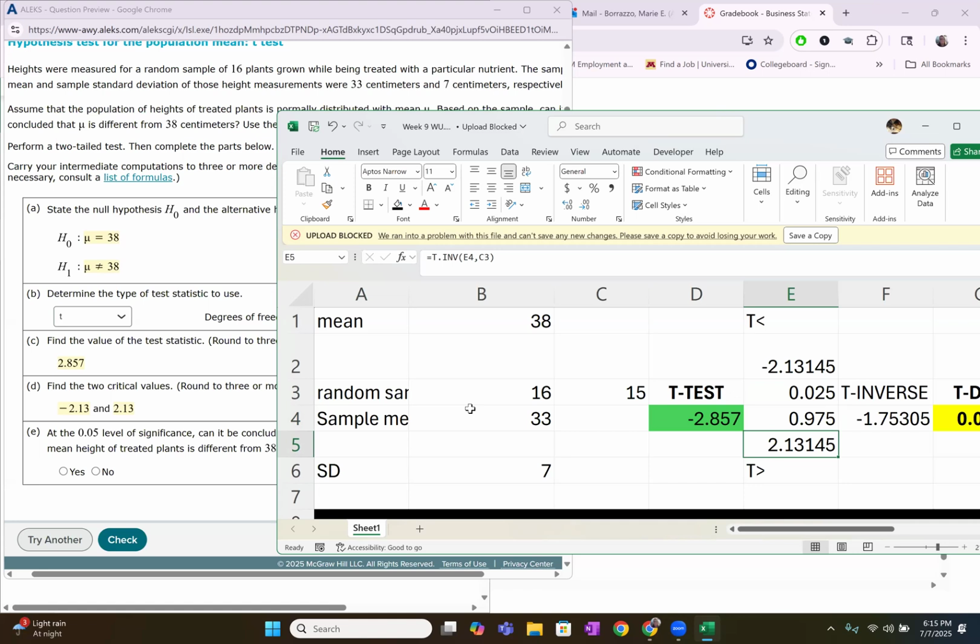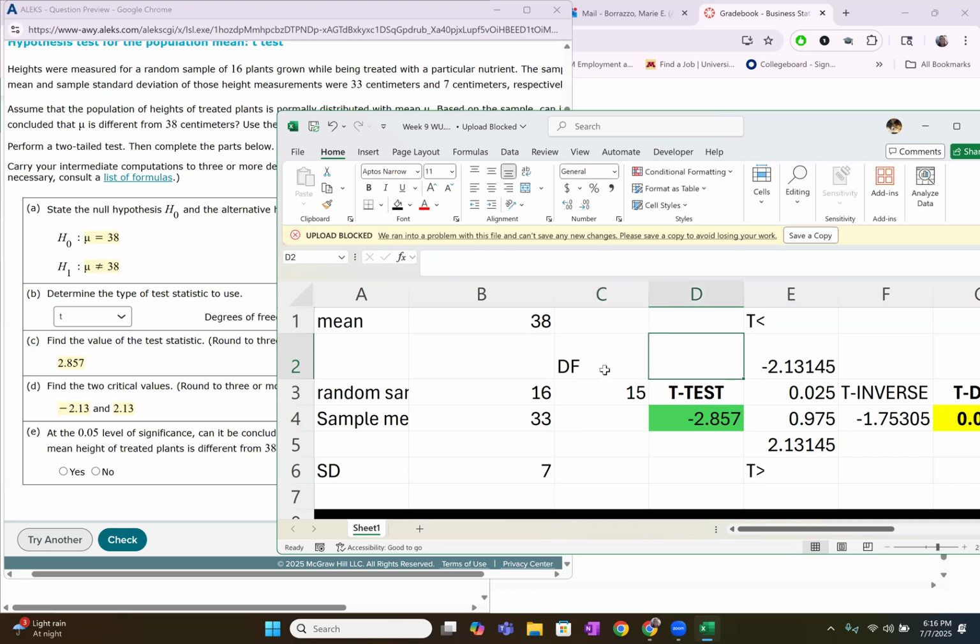Literally, just look at the top up here. Do you see where it says equals 1 minus E3? That's literally all I do. And here, I want you to notice these values up here. This is T.INV. You're going to do the E3, comma, and you're going to do the C3 because we're looking at the degrees of freedom. That's the DF.